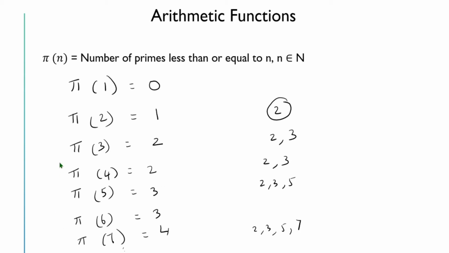So this pi of n, that is the number of primes less than or equal to n, where n is a natural number, is an arithmetic function. So arithmetic functions are nothing but those functions which map from positive integers to a subset of the complex numbers.